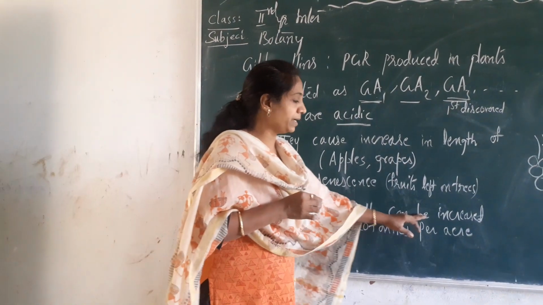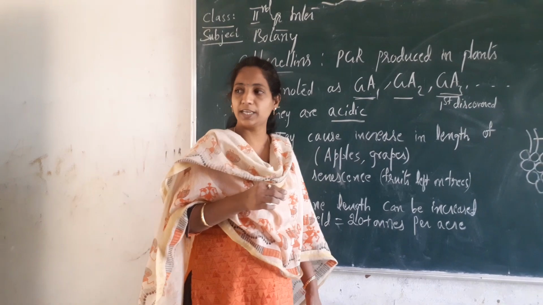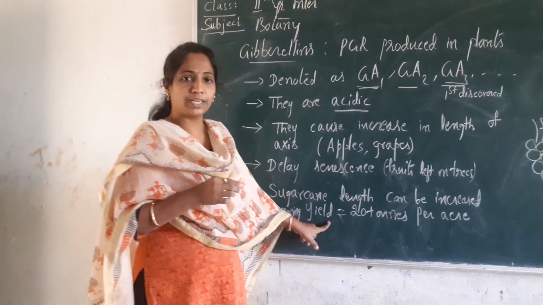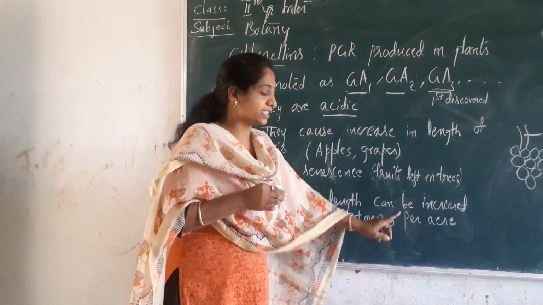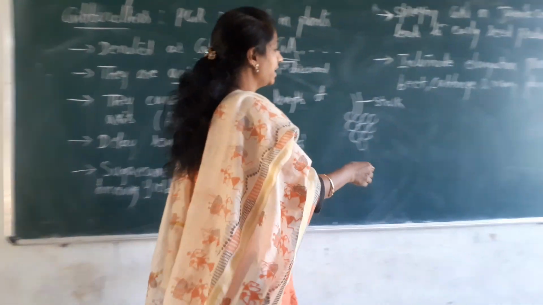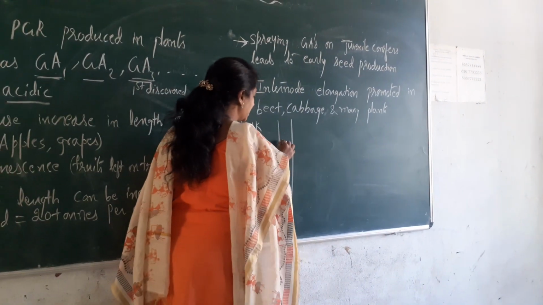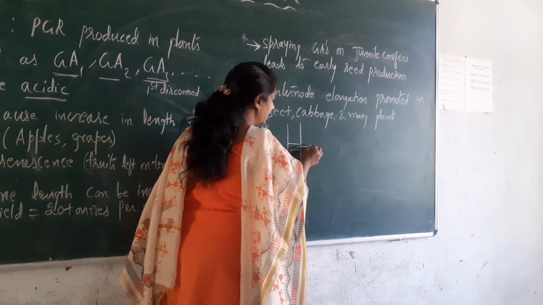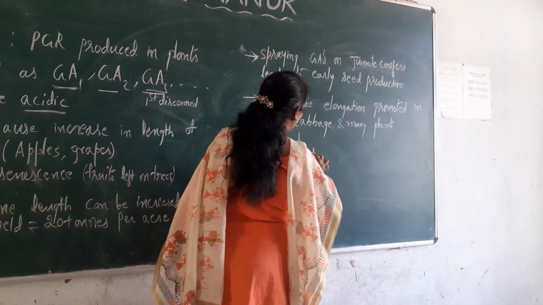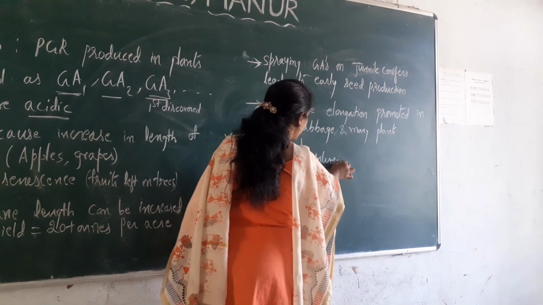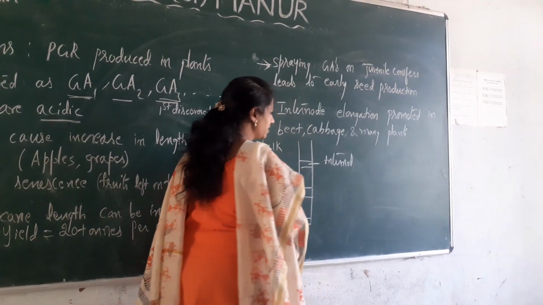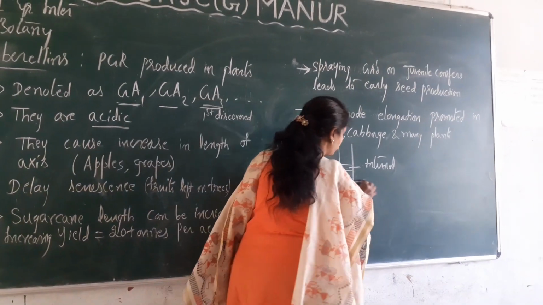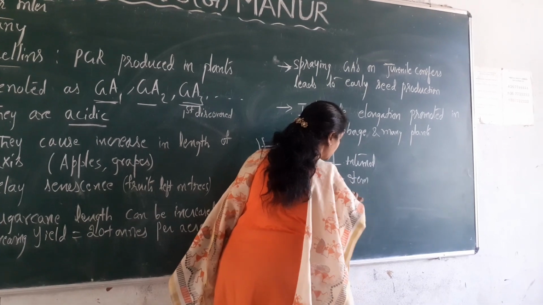Sugarcane length can be increased. If you take the sugarcane plant, you can increase the yield of the sugarcane to 20 tons per acre. So have you seen sugarcane? Yes. Sugarcane has regions like this. So these are called internodes. So the internode length can be increased. This nodal length can be increased. So the stem can be increased. This is the stem of sugarcane.